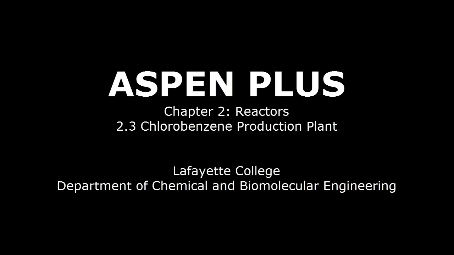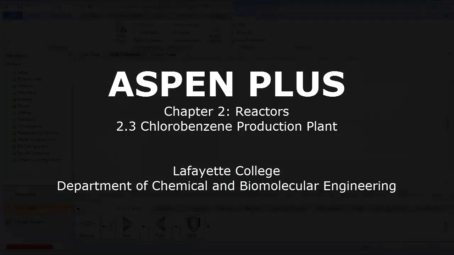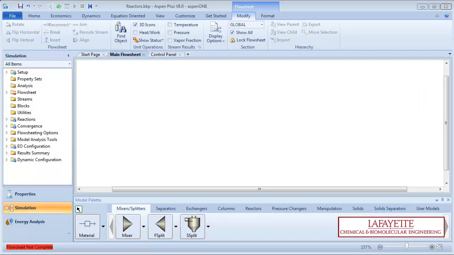This screencast applies the concepts learned in Chapter 2, Reactors, to the chlorobenzene production plant started in Chapter 1, Introduction to Aspen Plus. To begin, open your chlorobenzene production plant simulation you saved after Chapter 1. Go to the simulation environment.